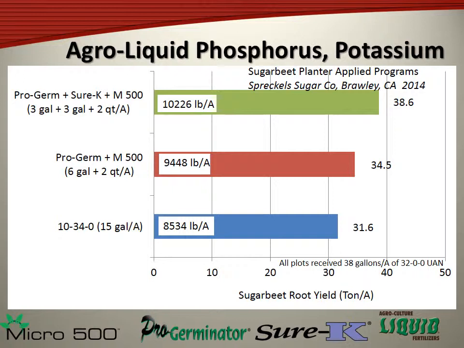In addition to research at the North Central Research Station, Agro-Culture Liquid Fertilizers works with sugar companies and contract researchers to determine the performance of Agro-Liquid products. The trial shown here was conducted by Spreckels Sugar Company in Brawley, California. The results clearly demonstrate that ProGerminator, Sure-K, and Micro 500 are more effective than conventional products in providing increased sugar beet yields and sugar yields when applied through the planter.